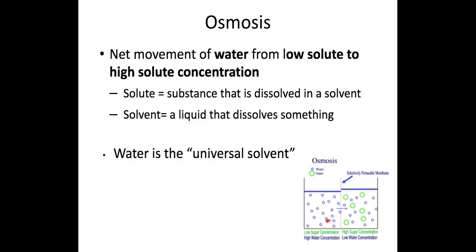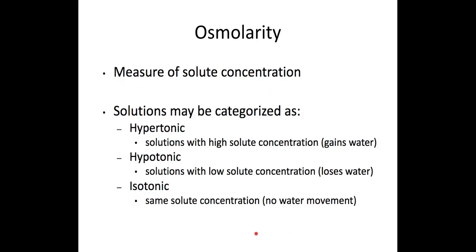So as we can see here in this diagram, a liquid that is low in sugar concentration or low in solute concentration and high in solvent concentration is going to move to a solution that is high in solute concentration through a selectively permeable membrane. All right, osmolarity. Osmolarity is the measure of solute concentration in a solution.